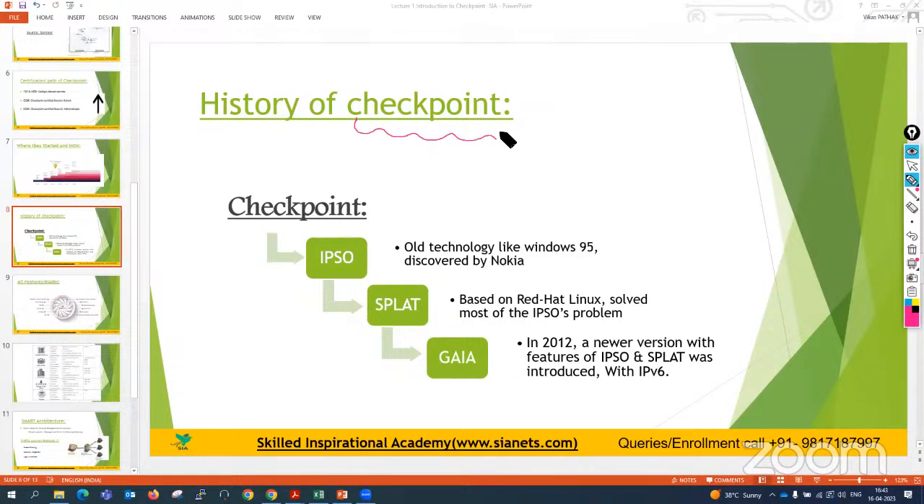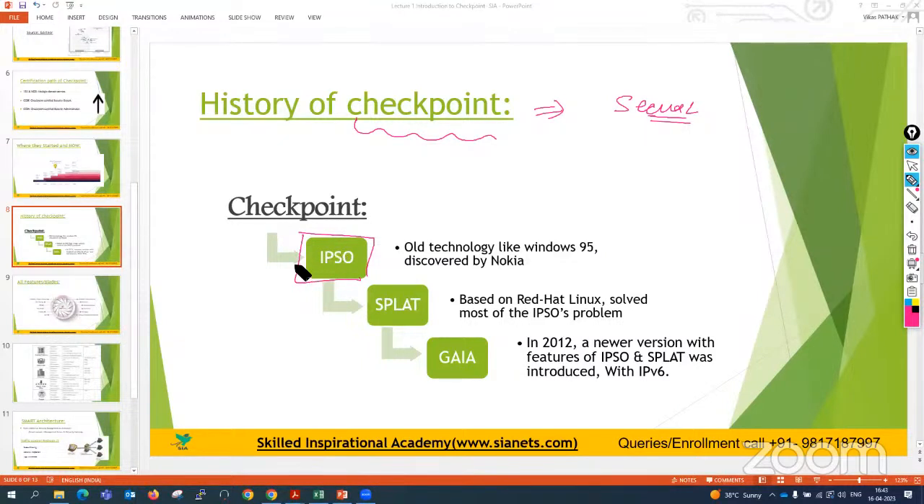All right, let's start with the history of Checkpoint. It will not take more than 5 minutes, and after this discussion, I'll be starting secure XL. I'll be giving you an understanding of secure XL. When Checkpoint came into the market, they came up with a solution called IPSO. I'm talking about the firewall market, not the antivirus or anything. I'm talking about generation 2.